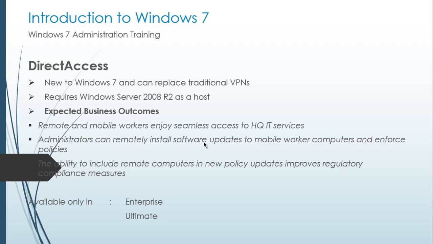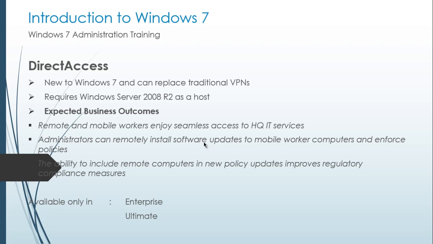So what are the expected business outcomes of DirectAccess? Remote and mobile workers enjoy seamless access to headquarters IT services. What is seamless is that the users are not aware that they are in the organization's network. Administrators can remotely install software updates on mobile workers' computers and enforce policies. This is very helpful for administrators and IT staff, as they can push software updates or policies to a computer at boot time itself. That's the positive of DirectAccess.